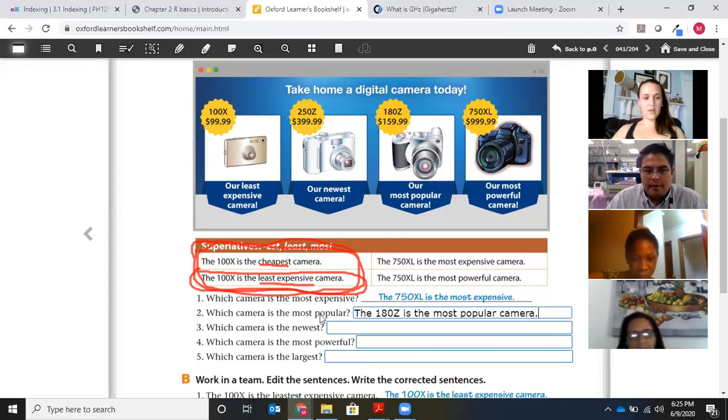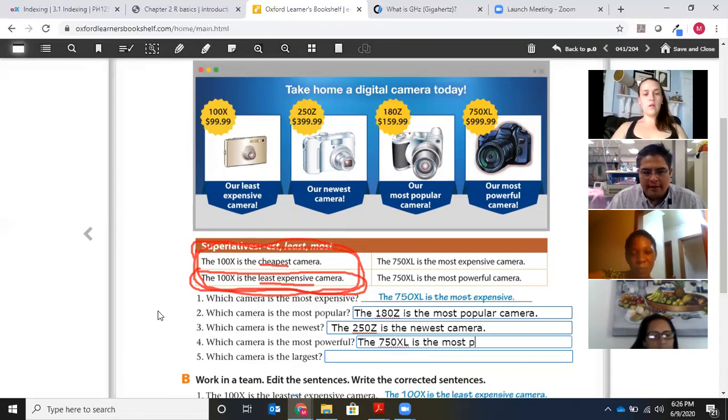Awesome. All right, Rosalie, you're up next. Which camera is the newest? The 250Z is the newest camera. Perfect. It's the newest camera, right? New, one syllable, so it gets something added to the end of it. All right, Luis, which camera is the most powerful? The 750 XL is the most powerful camera. Perfect. And then which camera is the largest, Rosalie?